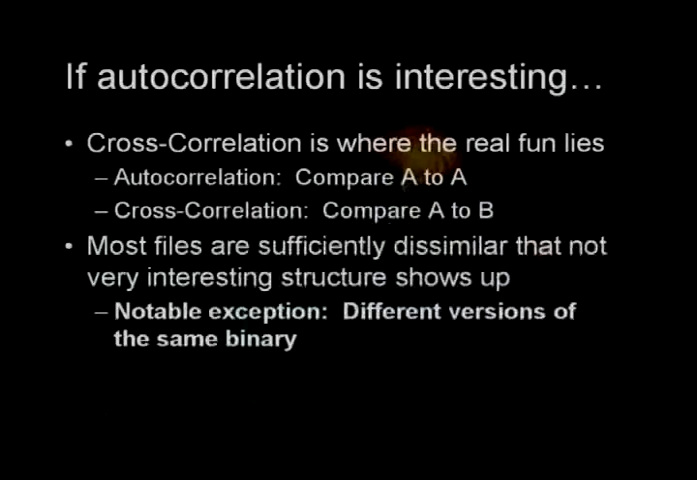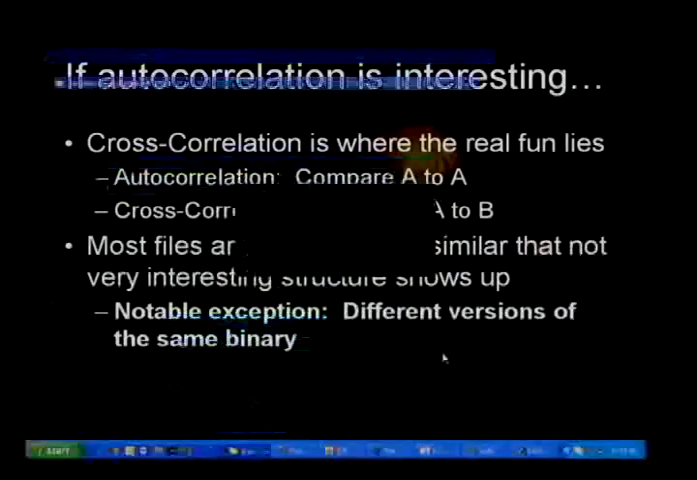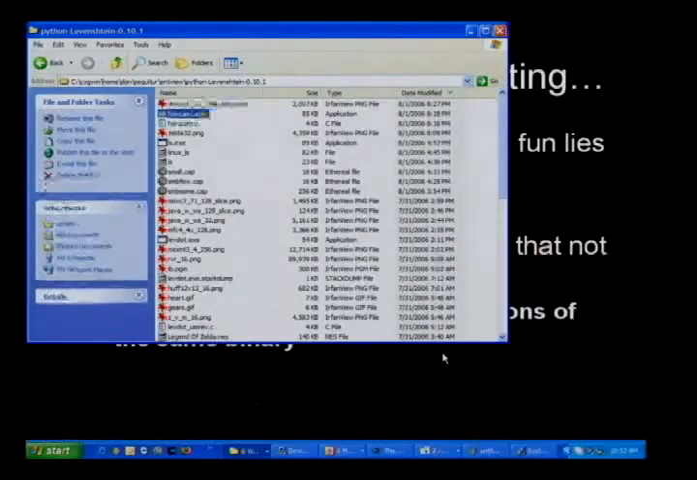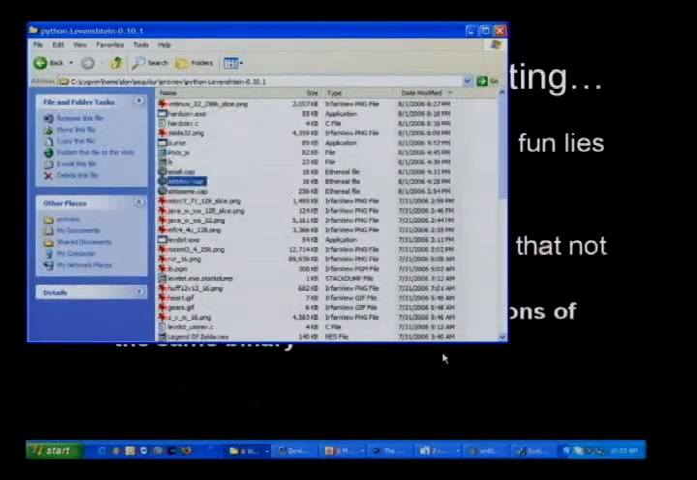Now, I hate to admit this, when you take 2 different files and compare them using this method, it looks like crap. Almost always. Not always, but almost always. There's a really notable exception. And that's if you take 2 versions of the same binary. All right. I've managed to skip enough demos. I've got to show at least one thing live because it's pretty cool.